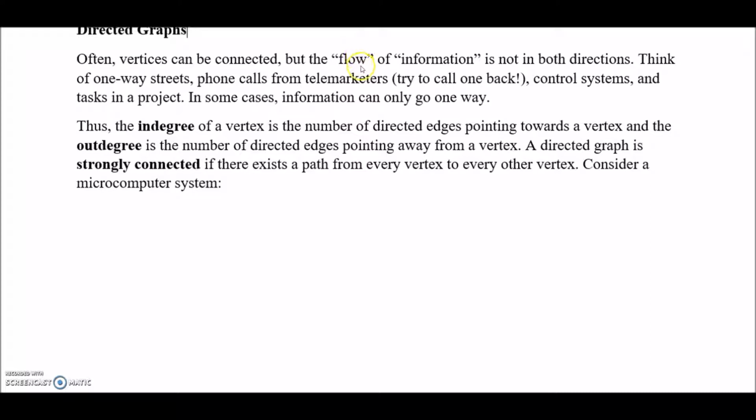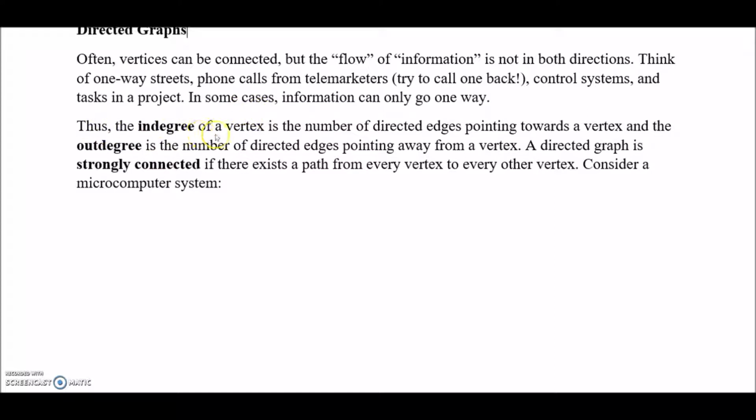So a directed graph is, let's think about why this would be useful. Often vertices can be connected, but the flow of information is not in both directions. Think maybe of a computer system. Not every single piece of a computer communicates with every other piece. You can think of one-way streets where travel can take place in one direction but not the other. Phone calls from telemarketers, control systems, tasks in a project. You can't do the later task first and then work your way backwards.